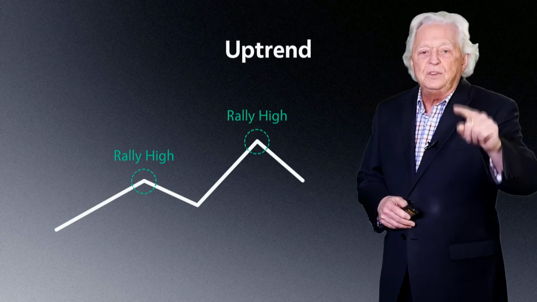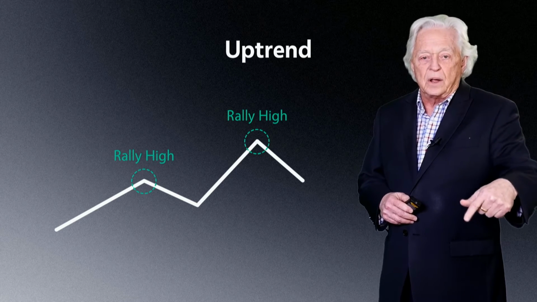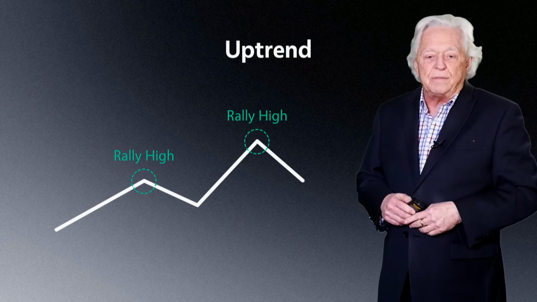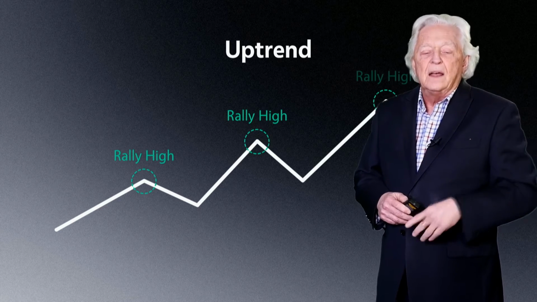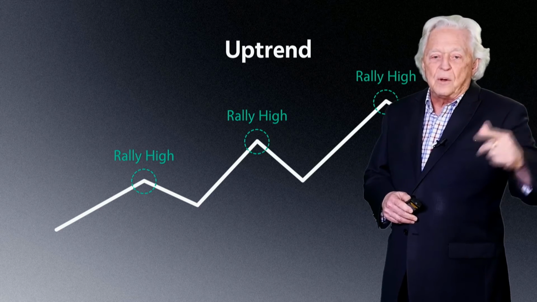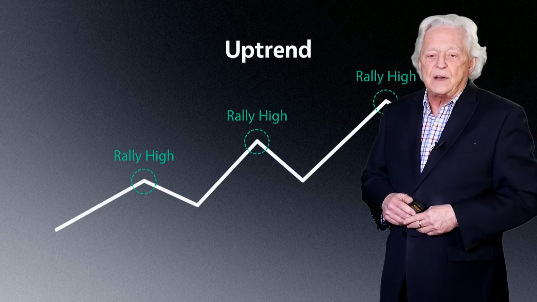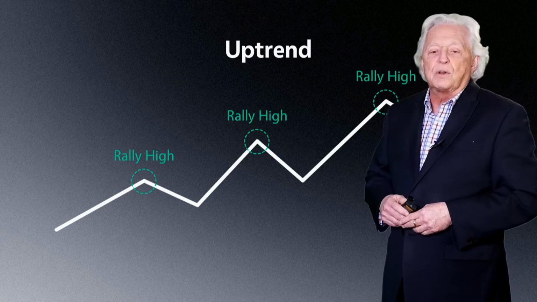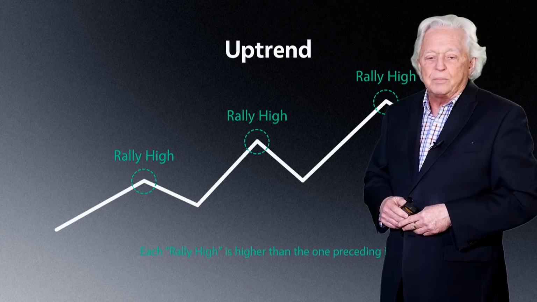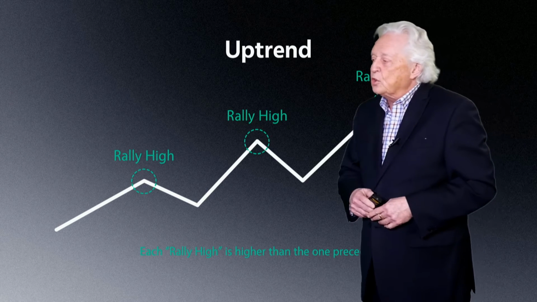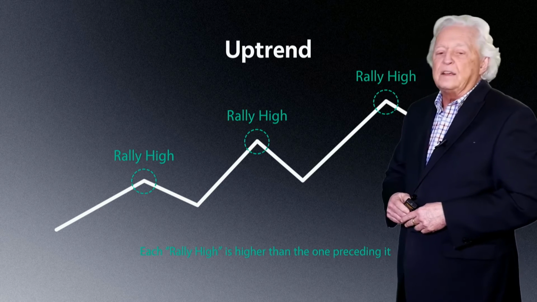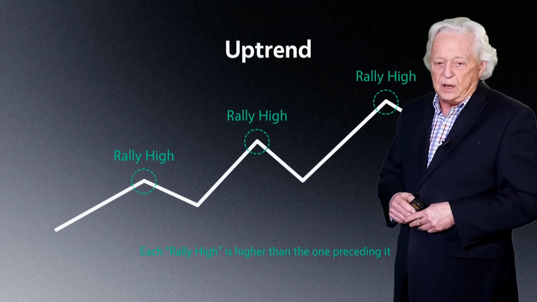Swing lines are not predicting where the high or the low are going to come in. They're telling you after the fact what you've got. And I do teach you that during the day, you're able to pretty much predict that because of how it works. And in this case, I'll put a third rally high on the market. So now what do we have? You'll notice that each rally high is higher than the one preceding it.